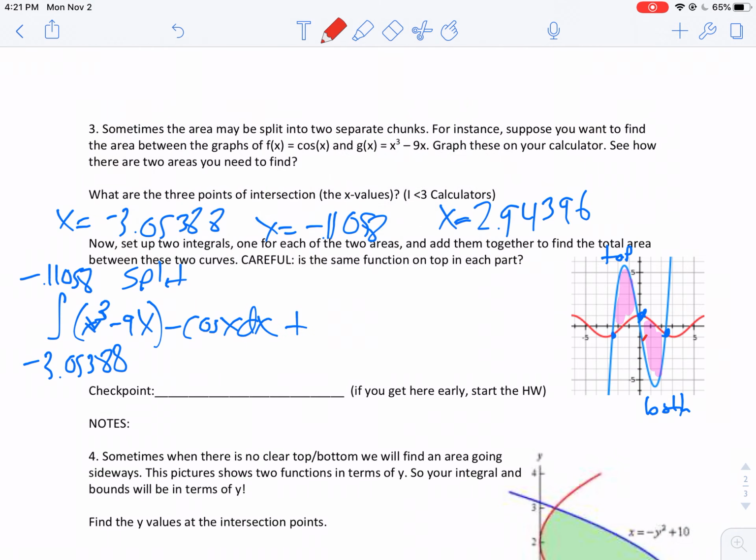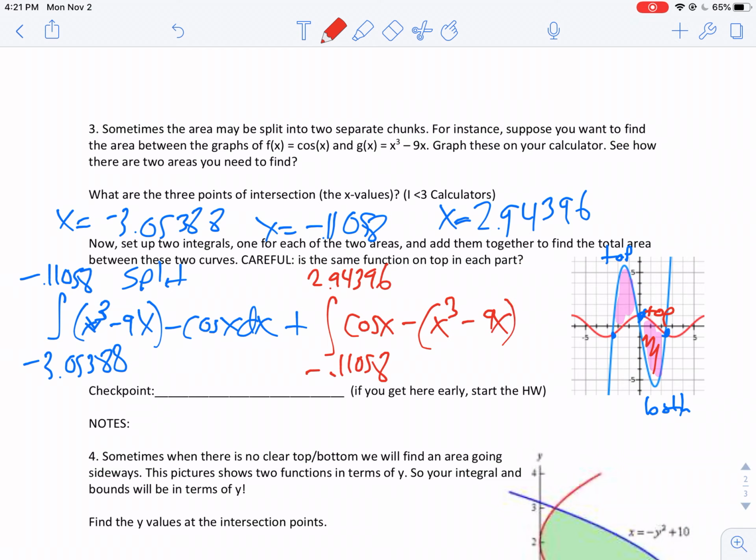Now for my next one, I'm going from negative 0.11058 to 2.94396. And I'm going to do top minus bottom here. Now I see the red curve is on top, so that's what I need to put first. So that's got to be cosine of x minus parentheses x cubed minus 9x.